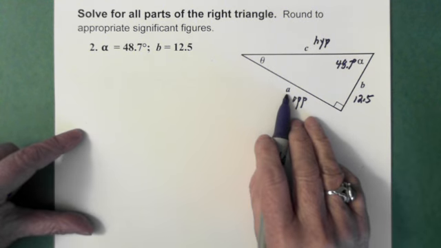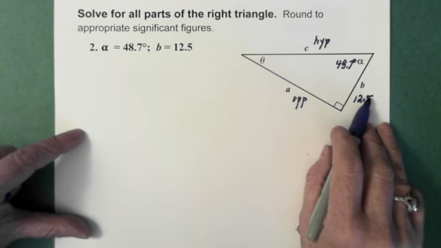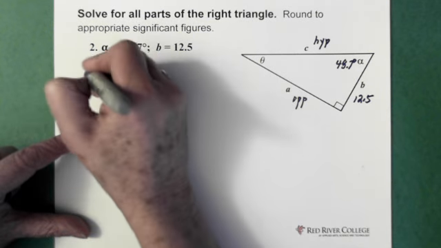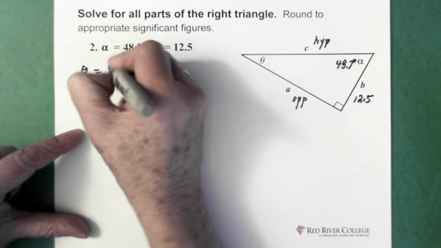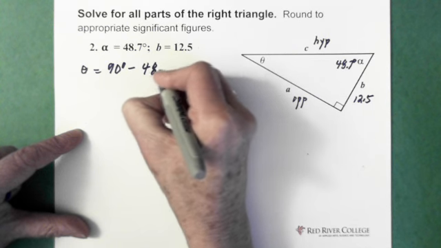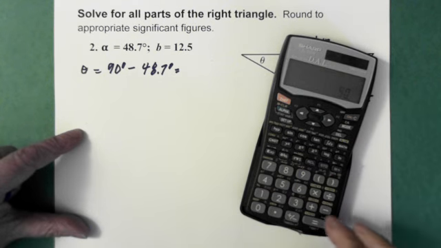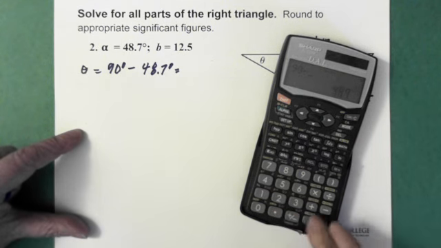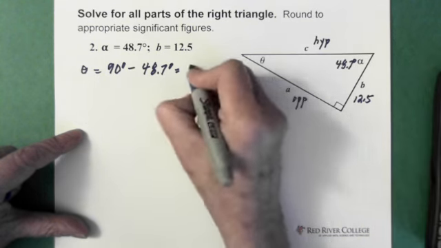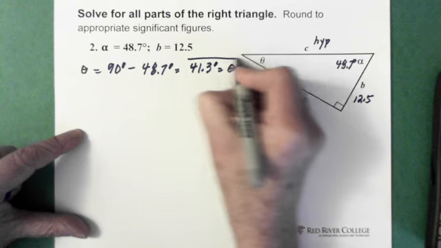So let's say we decide to solve for A. This is opposite. We have adjacent, so then we would use tan. Oh yeah, and let's just solve for theta first. So theta equals 90 degrees minus 48.7 degrees, which is 41.3 degrees. And that's theta.